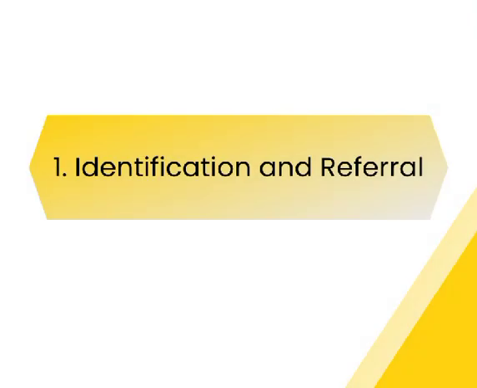Identification and referral. This is the first step in an IEP process. Here, a student is identified as potentially needing special education services, either by parents, teachers, or school staff. Then, a referral is made to the school special education department.